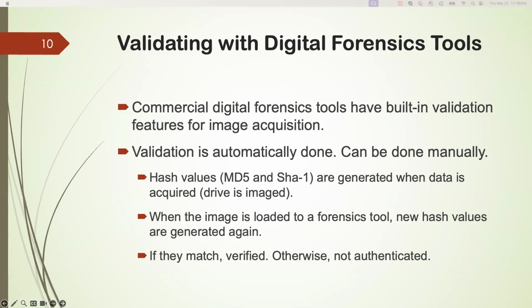In Autopsy or in FTK Imager, the first time you take the document, it will take a hash of that original document and append it to the file itself. Every next time you try to open that file, it will take a hash again and compare it with the original hash. If the two match, then all good. Otherwise, it will indicate that some tampering has been done in this particular file. So most of the time, the validation part is automatically done by the digital forensic tool that you are using.